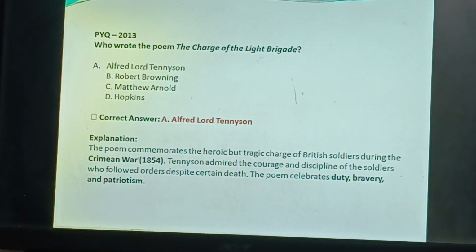Tennyson admires the courage and discipline of the soldiers who followed orders despite certain death. The poem celebrates duty, bravery, and patriotism. You can say that the main theme of this poem is duty, priorities, and positions.